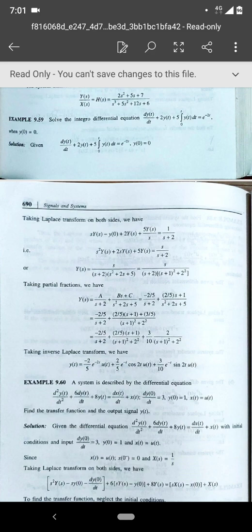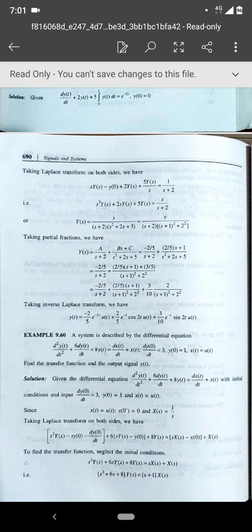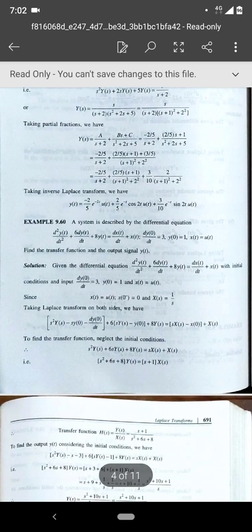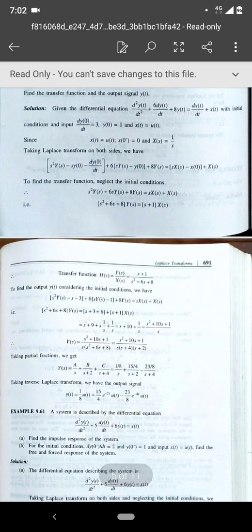Now in example 9.6, what's the difference? Initial conditions are given. You are asked to find the transfer function. If so, even though initial conditions are given, you have to neglect them. That is the crux of it. You can see the same method there also.